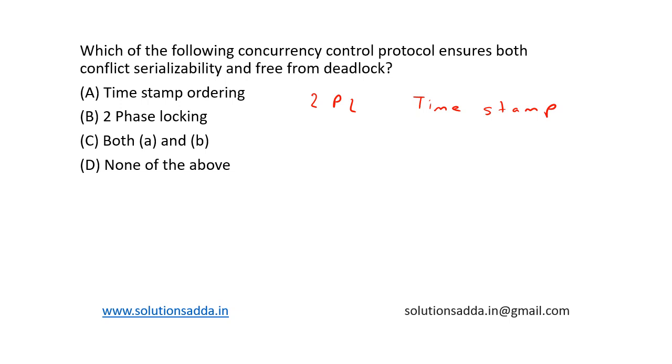Both ensure conflict serializability, but only timestamp ordering protocol is free from deadlock. Two-phase locking is not deadlock free. So based on the options, option A is the correct answer, as only timestamp ordering protocol ensures both conflict serializability and free from deadlock.